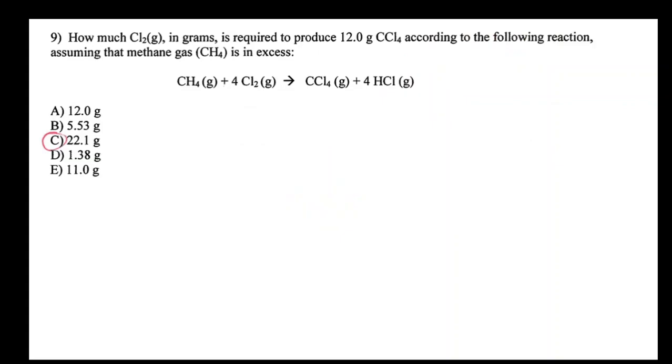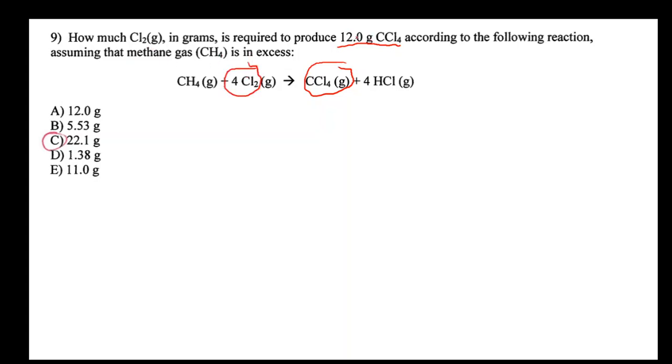So number 9, how much chlorine in grams is required to produce 12 grams of CCl4 according to the following reaction, assuming that methane gas is in excess? So this looks balanced already. So this is going to be another math type of question. So just looking here, they give us 12 grams of CCl4, so that's what we want to produce. So we need to determine how much Cl2 we need.